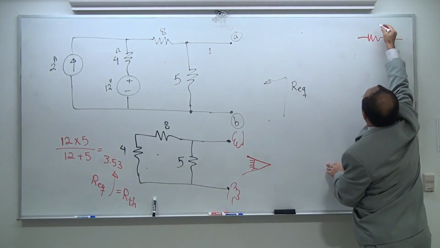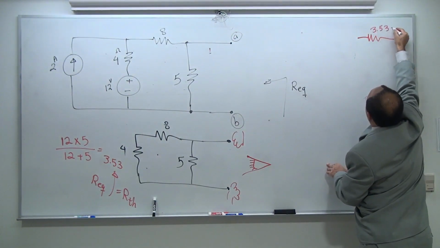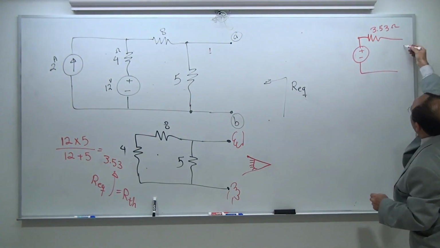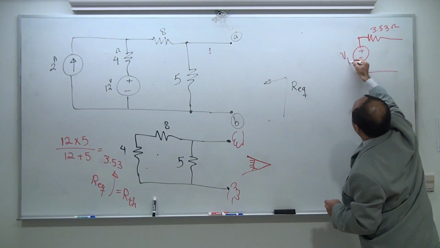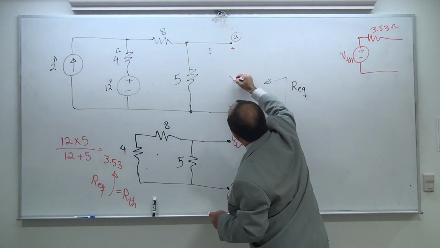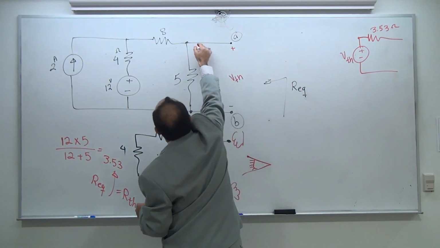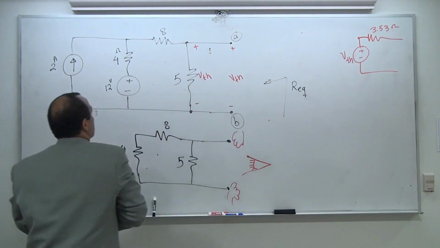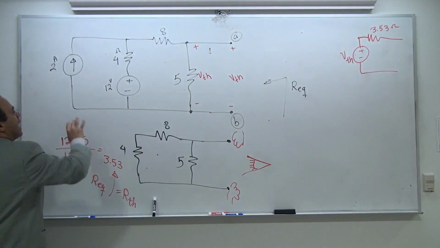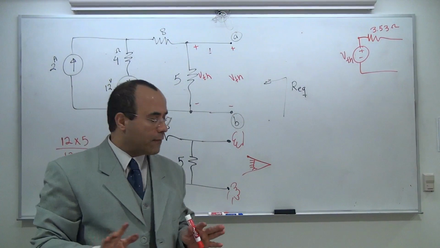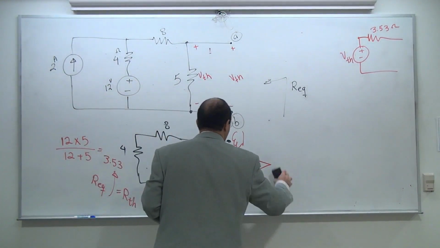That's going to be 3.53 ohm. How much is this voltage? Well, if I leave this open, all I'm going to see is V Thevenin. And V Thevenin is the same as this one. I want to see this. So let's go back in and try to find V Thevenin however you like. Mesh, nodal, whatever you want to do is really your choice.